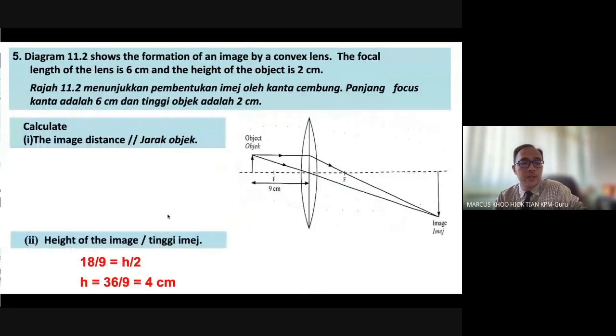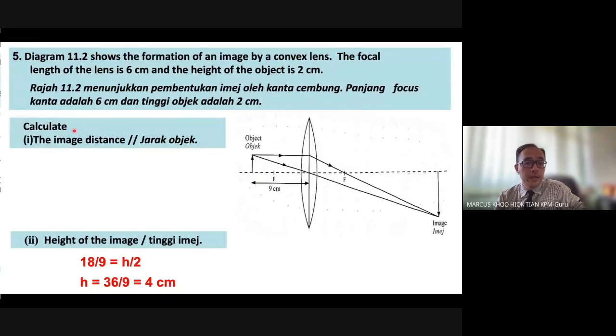Okay, last question. Oh no, I've given the answer away. Gosh, never mind. Diagram 11.2 shows the formation of the image by a convex lens. Everybody, for a convex lens, F is positive. The focal length is 6. The height of the object is 2. Now you're given the object distance over here, 9.